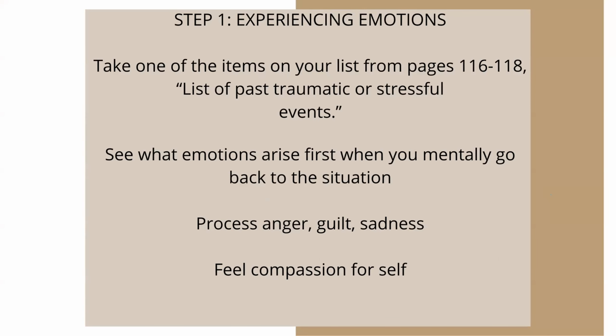So here's the process. Step one is experiencing the emotions. Take one of the items from your list from pages 116 to 118, the list of past traumatic or stressful events. It doesn't have to be from that list necessarily, but if you've already done that list, you could look at those and pick one that feels like an important one for you, and just go back to that situation mentally and see what emotions arise first. You want to process the anger, guilt, and sadness, which we'll talk about a little bit more, and feel compassion for yourself. That's the framework that we'll be looking at.